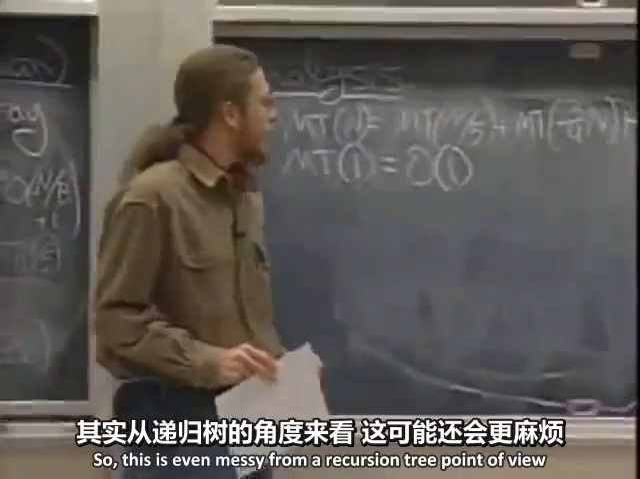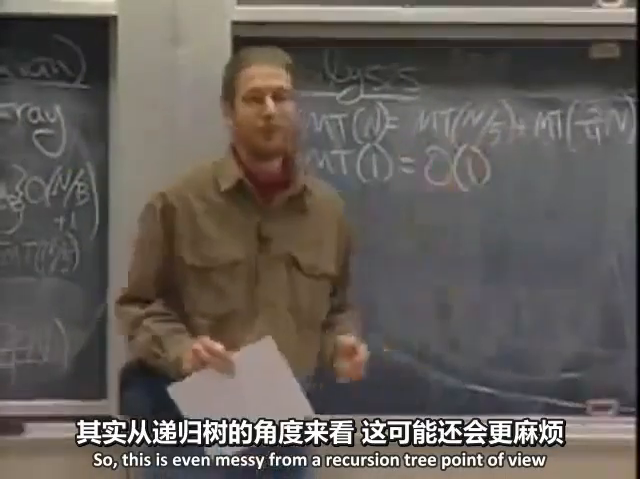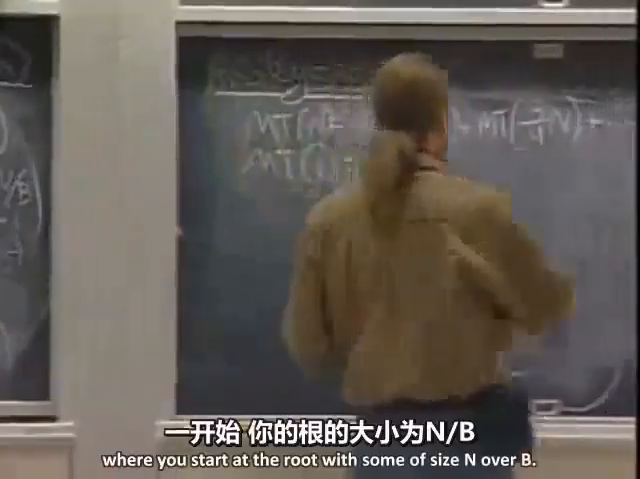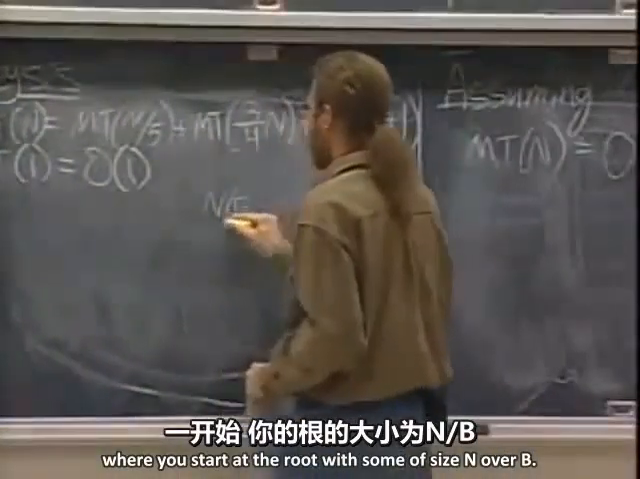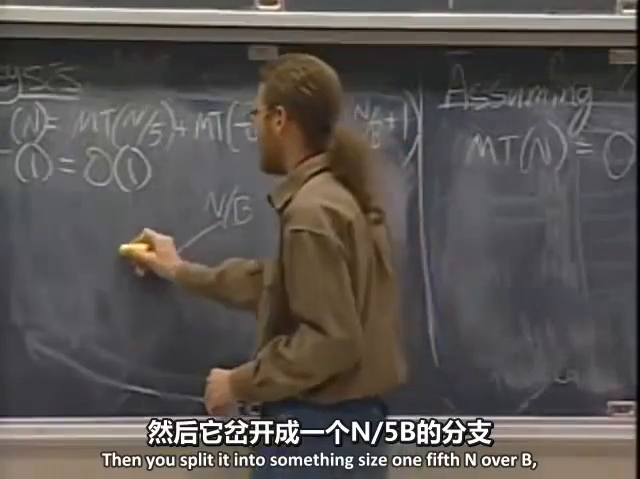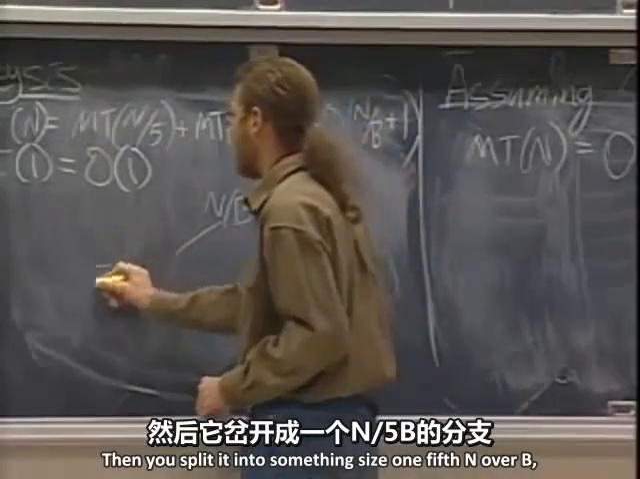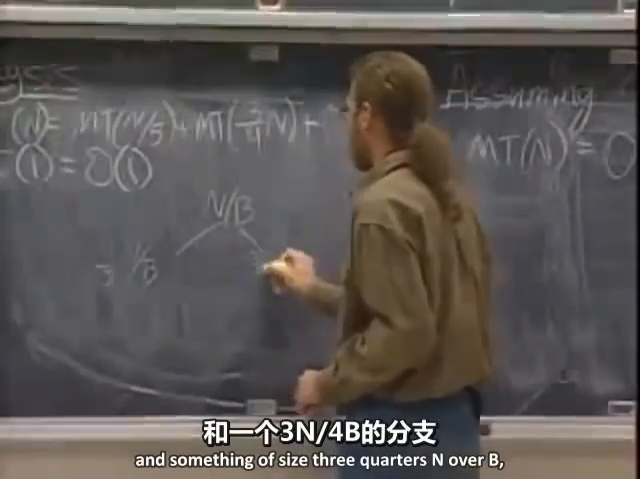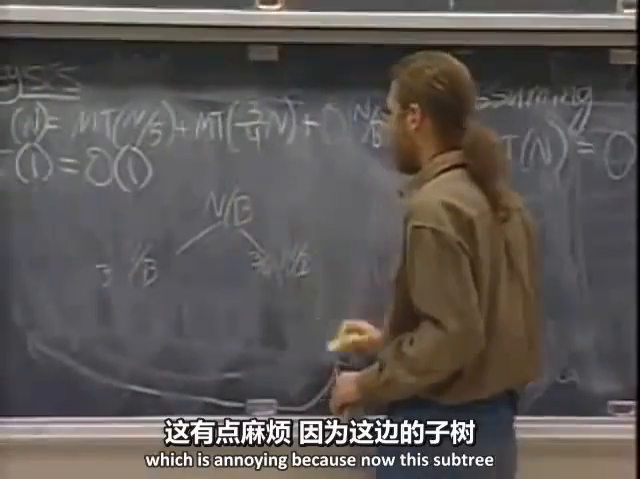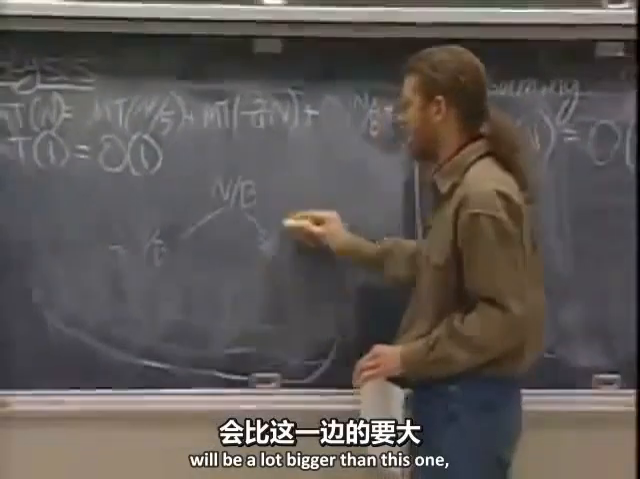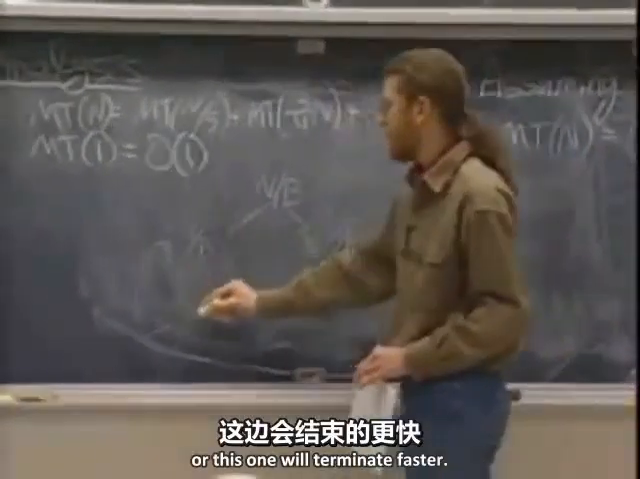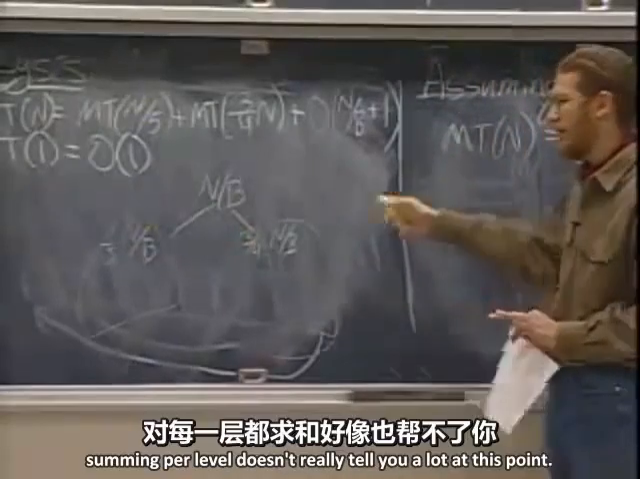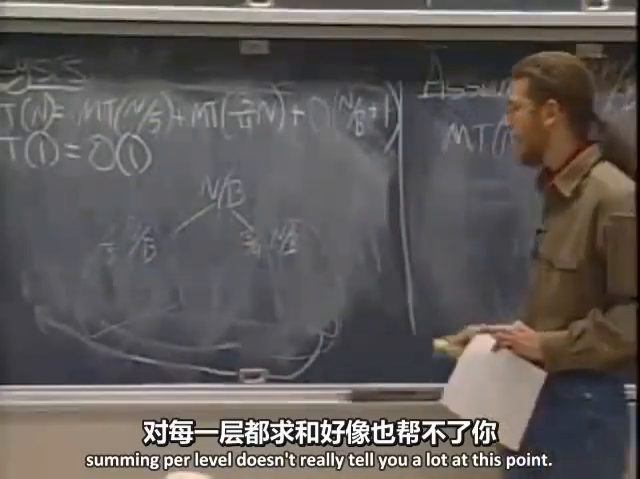So this is even messy from a recursion tree point of view, because you have these unbalanced sizes. Right? You start at the root with something of size n over b, then you split it into something of size 1/5 n over b, and something of size 3/4 n over b, which is annoying because now this subtree will be a lot bigger than this one. Right? This one will terminate faster. So it's pretty unbalanced, and summing per level doesn't really tell you a lot at this point.